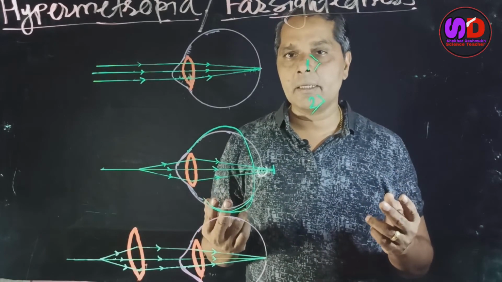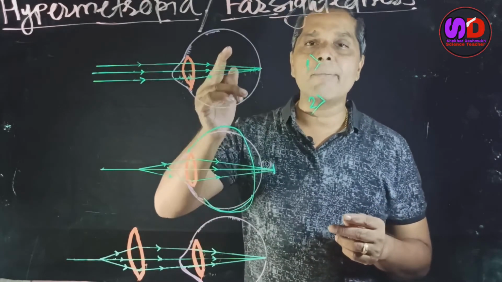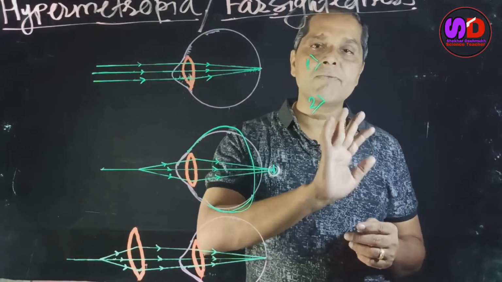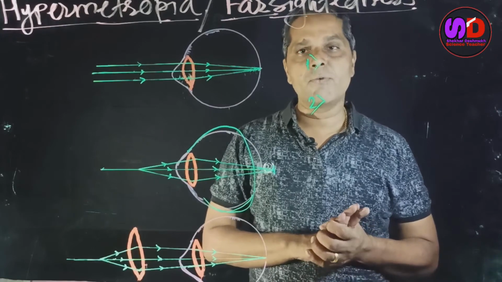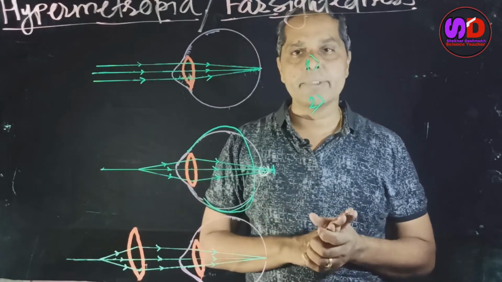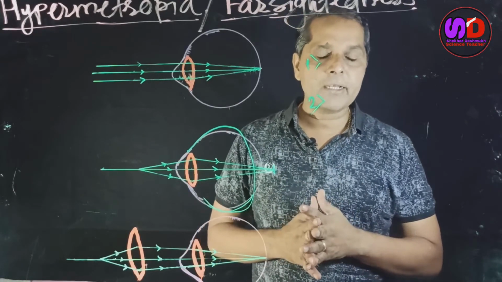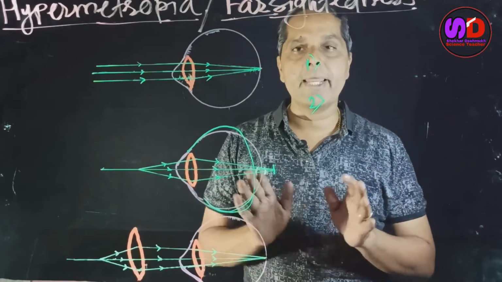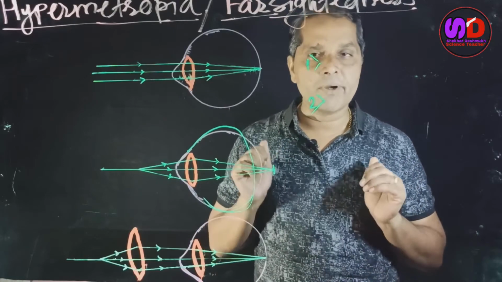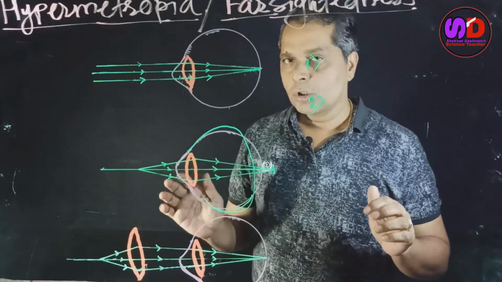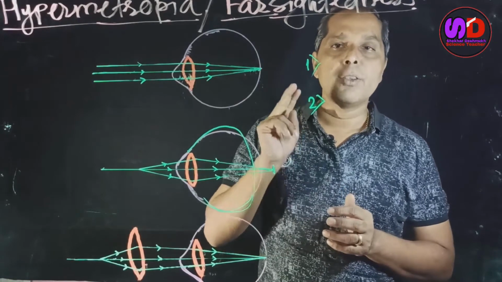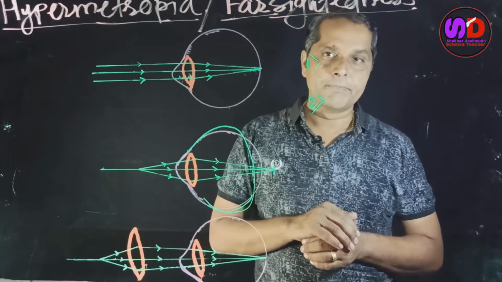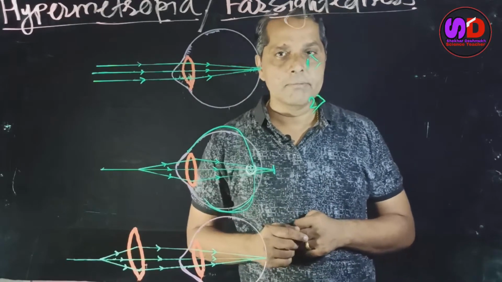Second possible reason, due to the flattening of the eyeball, the distance between the lens and retina reduces, and therefore the image is formed behind the retina, and the person is unable to see nearby objects. What is the cure for that? By using a convex lens of appropriate power, we can easily cure this defect. So this is the second. Now the third defect, that is presbyopia. We will discuss it.